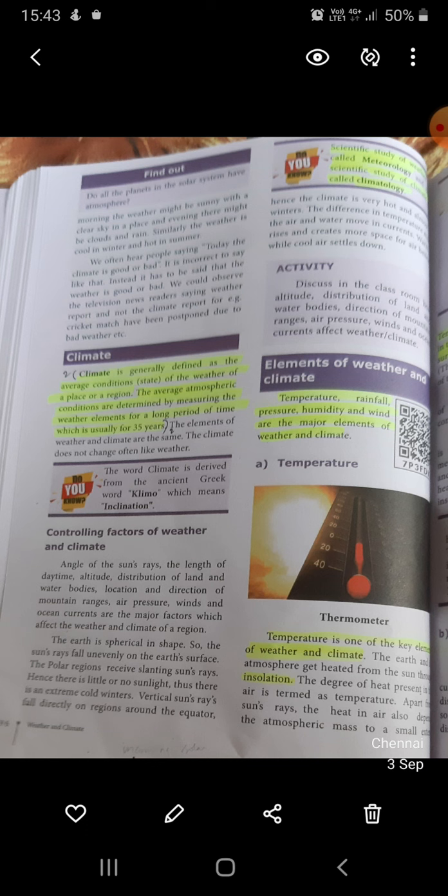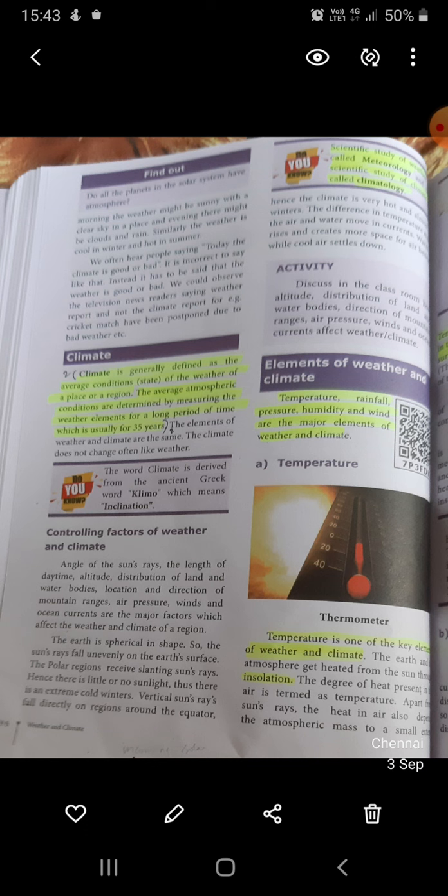Okay, now we can see how the word climate comes from. The word climate is derived from the ancient Greek word klima, which means inclination.